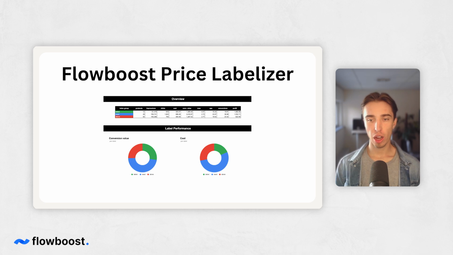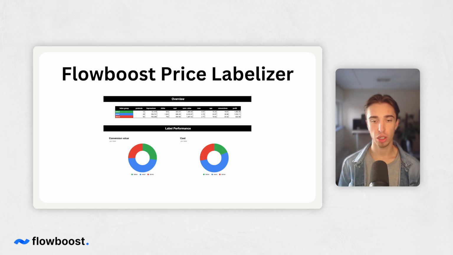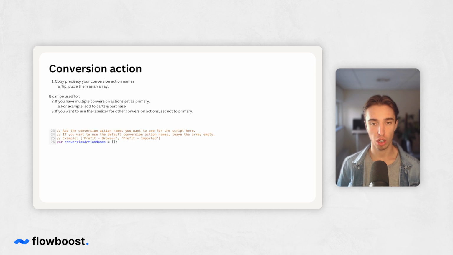Okay, in this video, I'm gonna show you how you can set the conversion action names for the Price Labelizer. It's quite straightforward. So we added another option in the script instead of the spreadsheet, so that you can now add the conversion action you want to have the performance on, for example, conversions and conversion value.